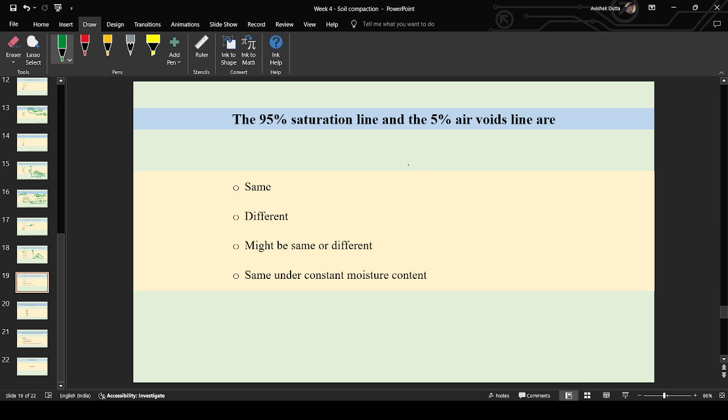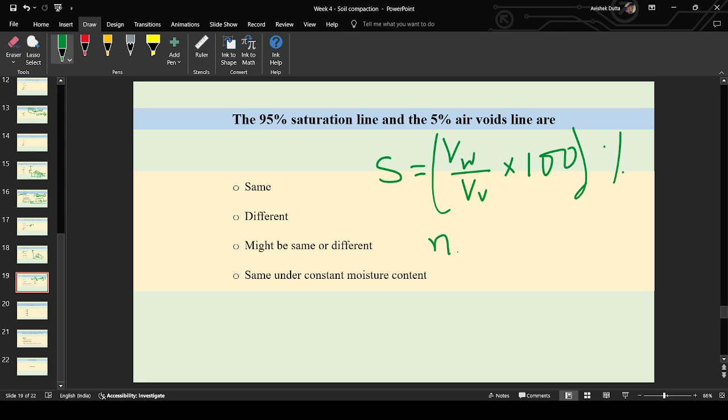I'll just write over here the explanation for them first. This is the saturation. What do we mean by saturation? Volume of water by volume of voids into 100, percentage. What is air voids? Percentage air voids. It is VA by total V into 100.